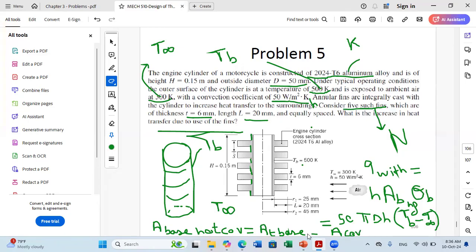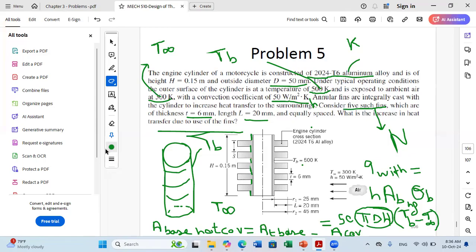So first, the total area of the base, we already used it here. It's pi d times height. This is h. Okay. It's pi d times the height. This is the total area of the base. Now, the area covered, okay? What is the area covered? It's the number of fins times the area covered per fin.